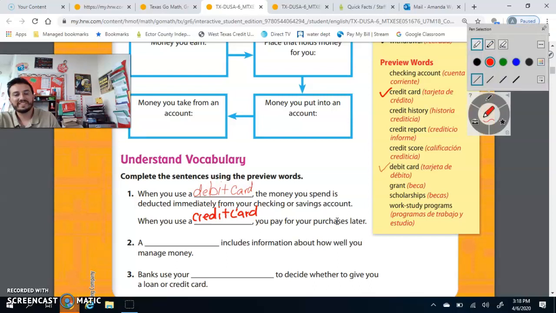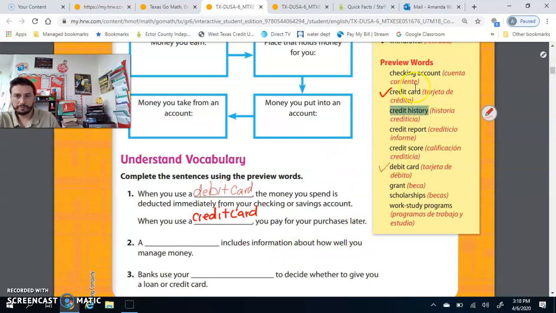Number 2, a blank includes information about how well you manage money. That would be a credit report, right? History. Credit history. Okay, it kind of tells how well you've been taking care of paying for your loans, your bank, your credit cards, and anything else. That kind of gives a history of how well you've done taking care of your money business.